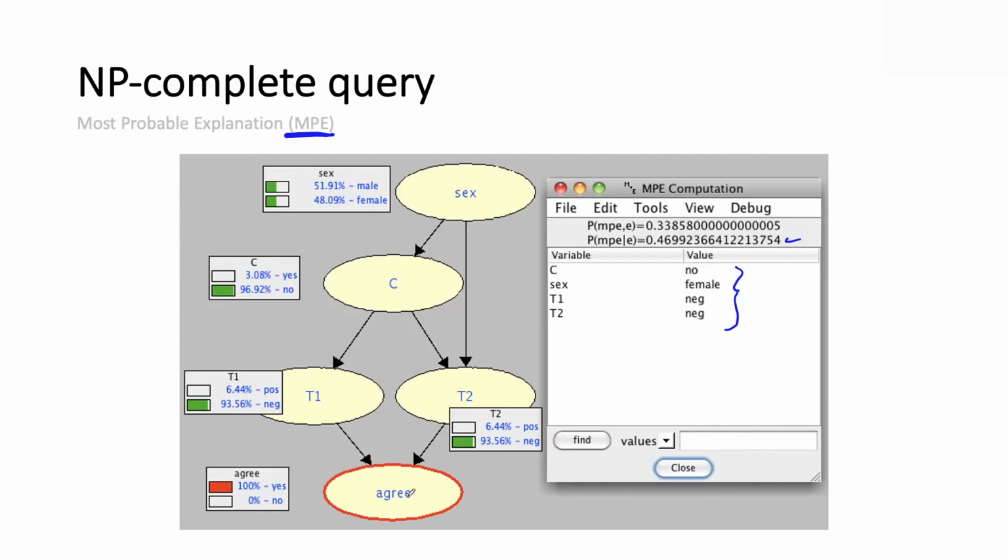So it's pretty interesting. Someone is asking, does the given evidence have to be the final node of the network? No. Evidence could be anywhere. It doesn't have to be even a single node. You can have evidence on multiple nodes in the Bayesian network. So I could have said, in this case, all I know is that the person is a male and the second test came out negative. That could be the two things I know, and that would be the evidence. And I'll say maximize the other variables.